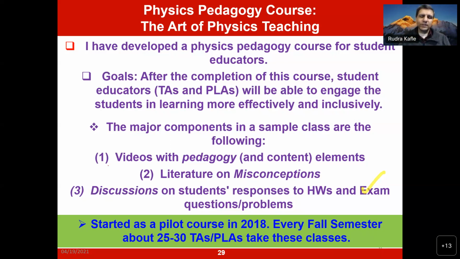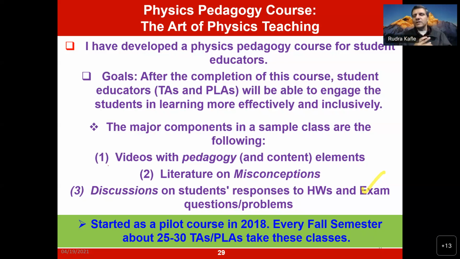Every fall semester, about 25 to 30 teaching assistants and peer learning assistants take this class. What we have been doing for the last 5 years is that the teaching assistants take this course as part of their teaching stipend package. Their role at WPI is as a teaching assistant, so the physics teaching assistants take this course, which is 1 hour per week.